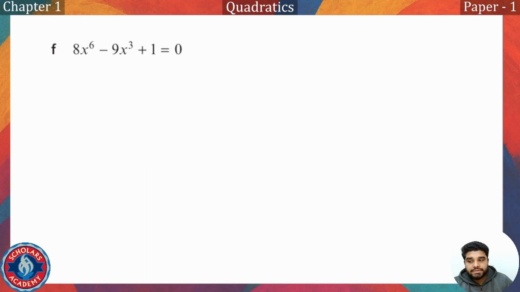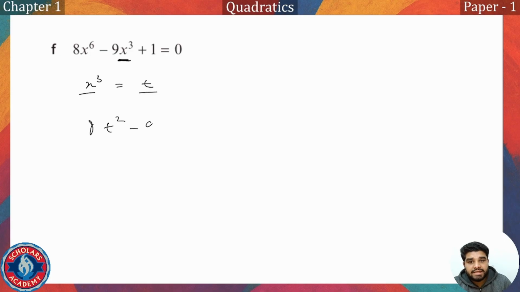Let's move to the next part. So next part is 8x raised to power 6 minus 9x raised to power 3 plus 1 is equal to 0. So we can write x raised to power 3 as t. We can also take a bit of an idea from this particular value of x. Whichever value has the lower power, that can be taken as t. And we can also observe that the higher power is twice the lower one, so that will help us.